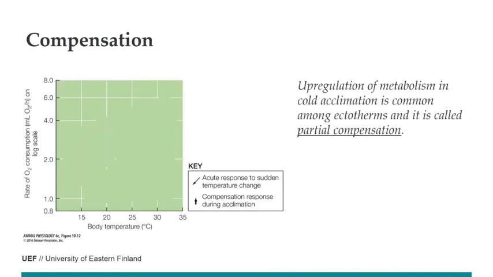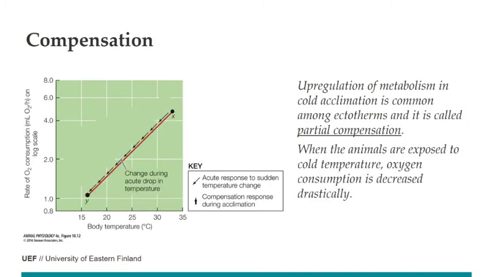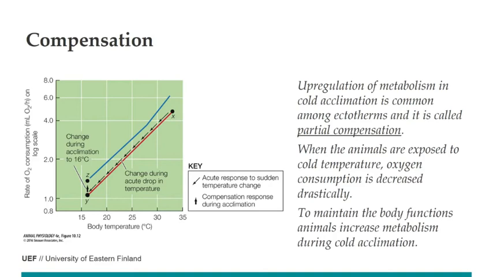So if the animal is acclimated in cold, they upregulate the metabolism. And that's called partial compensation. So when the animals are exposed to cold temperatures, the oxygen consumption is decreased drastically. But to maintain the body functions, they increase the metabolism during this cold acclimation.